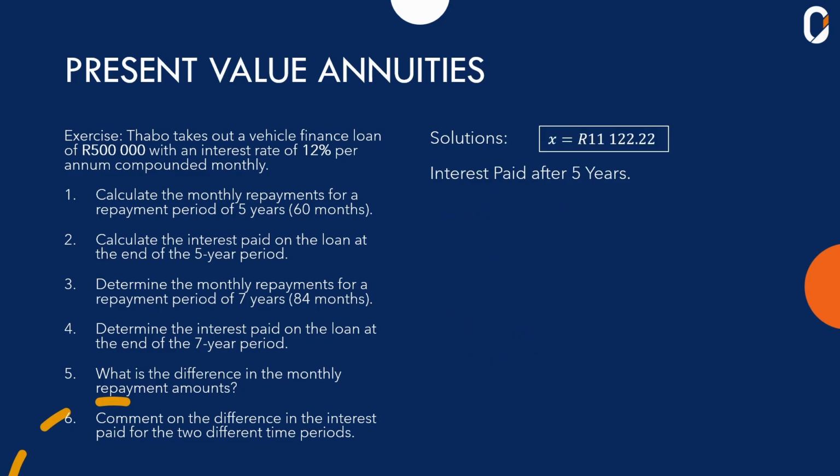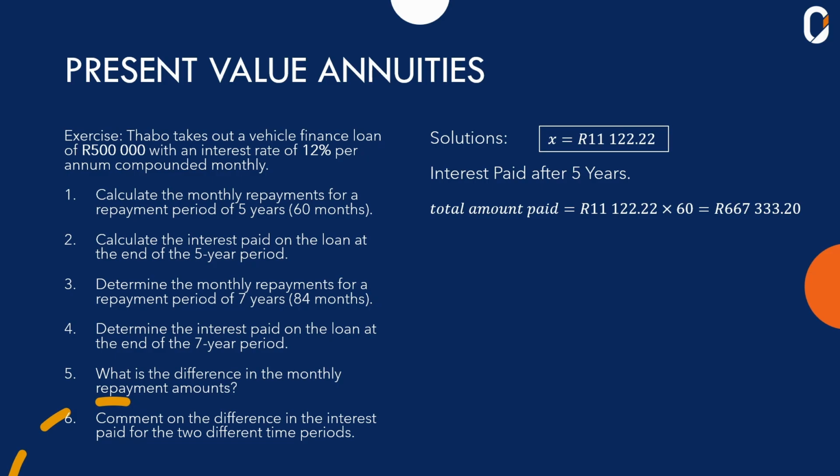Now let's calculate the interest paid on the loan at the end of 5 years. We know that he has an installment of 11,122.22 for 5 years, and hence the interest paid will be calculated as follows. First, we calculate how much he paid in total. The total amount paid is equal to 11,122.22 multiplied by 60, to give us a value of 667,333 rands 20 cents. That is what he ended up paying.